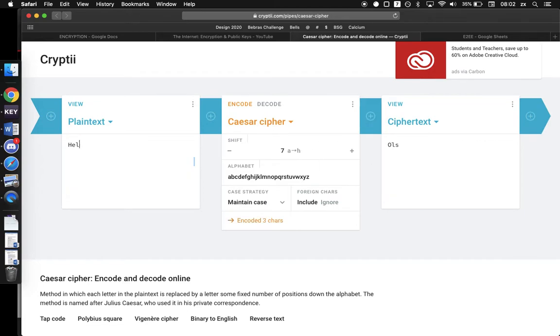So if I just want to change it to hello Lily, with a key of 7, it becomes olives. Or if I change it to a key of 8, or I could change it to a key of 18, it becomes that. A becomes S. Okay, which is odd because I wouldn't think that 18. Anyway, what do I know?